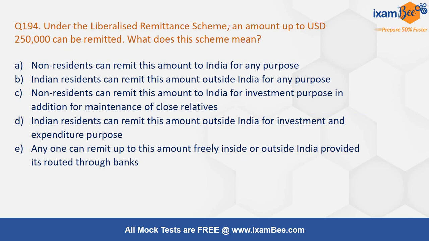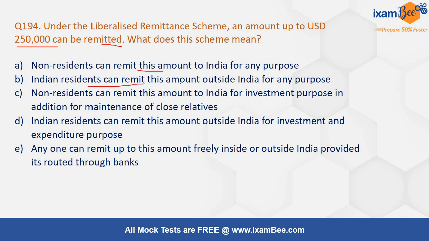Under the liberalized remittance scheme, an amount up to USD 2,50,000 can be remitted. What does this scheme mean? Non-resident can remit this amount to India for any purpose. USD 2,50,000 is a huge amount. USD 2,50,000 is close to 1.9 crore today. Why am I saying so? Because many a time, based on this logic, you can maybe find out the right answer. Non-resident, what will they do with 1.9 crore?